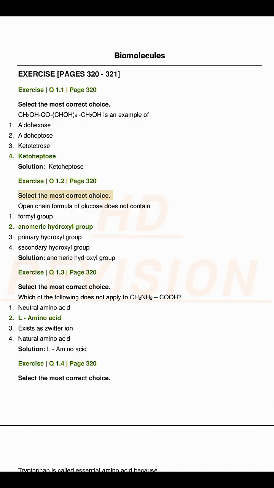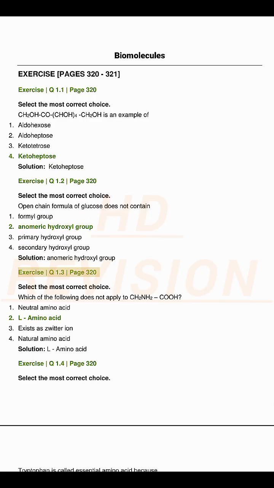Exercise Q1.2, page 320. Select the most correct choice. Open chain formula of glucose does not contain: 1. Formyl group. 2. Anomeric hydroxyl group. 3. Primary hydroxyl group. 4. Secondary hydroxyl group. Solution: Anomeric hydroxyl group.